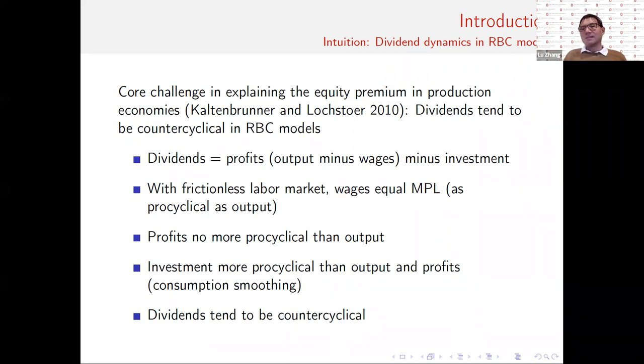The stock market, instead of being risky, is a hedge. It turns out to be an insurance contract. All right, and you can break the key channel of consumption smoothing by throwing in capital adjustment costs. That's what Urban Jermann did in his 98 article, and then dividends will no longer be countercyclical, but still the amount of consumption risk is small. Okay, and the bottom line is that this is the key challenge facing DSGE production economies.